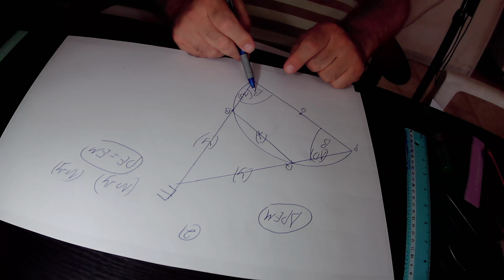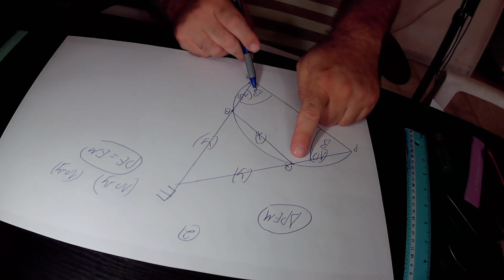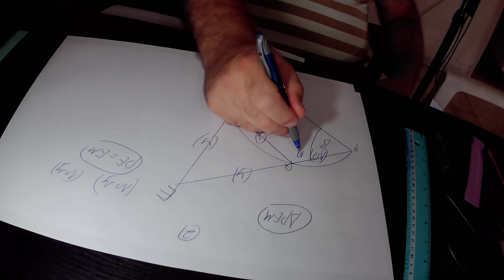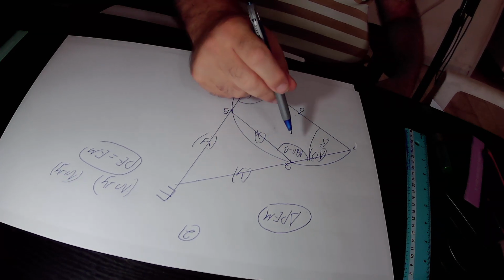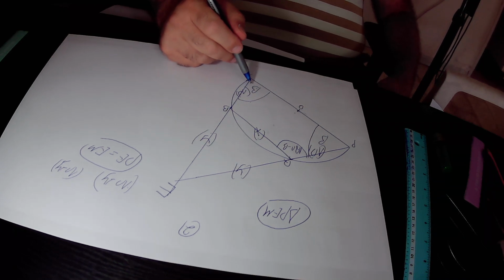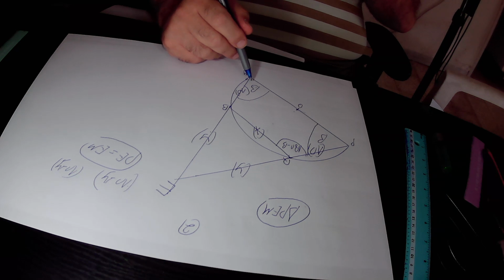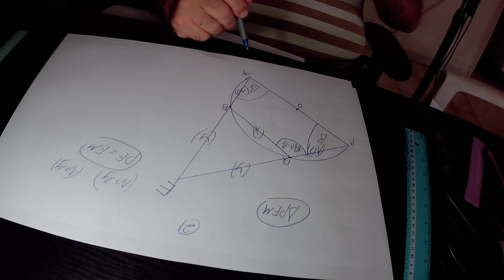But this angle equals beta, so this angle beta plus this missing angle in total must be equal to 180 degrees according to the rule that I mentioned. Therefore, this missing angle must be equal to 180 degrees minus beta. Why? Because 180 degrees minus beta plus beta is equal to 180 degrees.